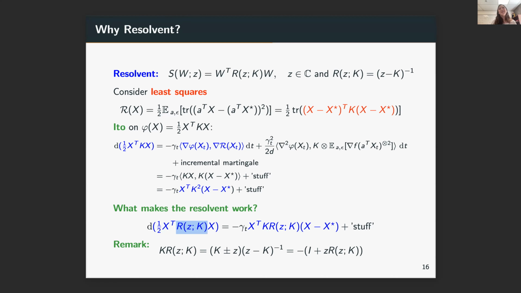So maybe if you didn't get anything out of this, just remember resolvents and matrices are really cool. They have all these neat little algebraic, cute things going on.